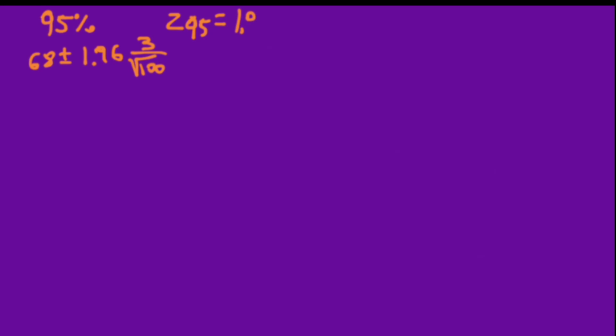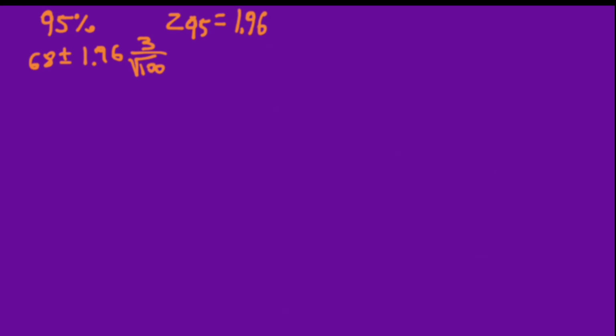So we just found the 95%. We said it was 68 plus or minus 1.96, and then we had 3 over the square root of 100. The 95% comes from the idea that from the z table, z of 95 is 1.96.